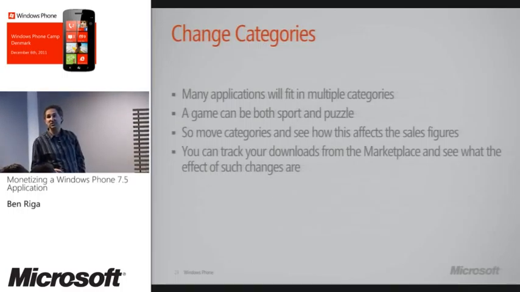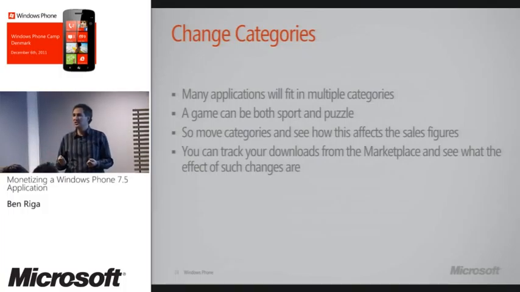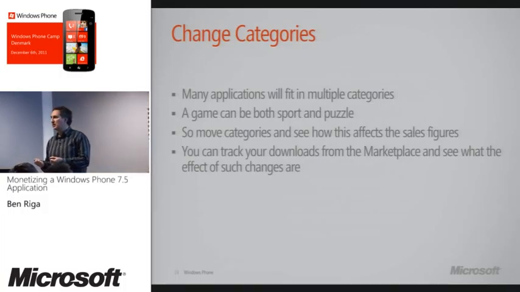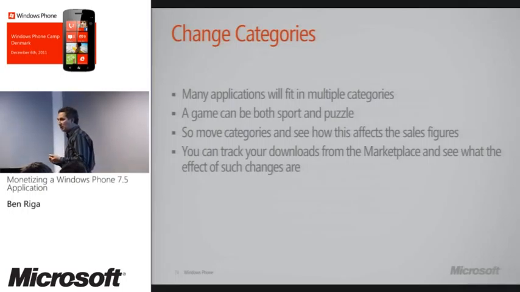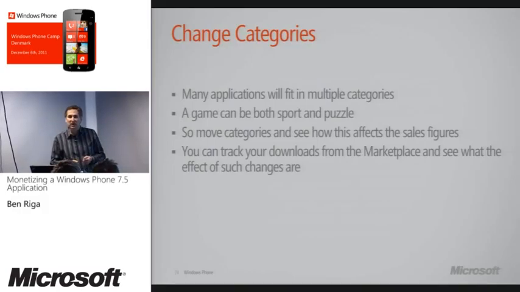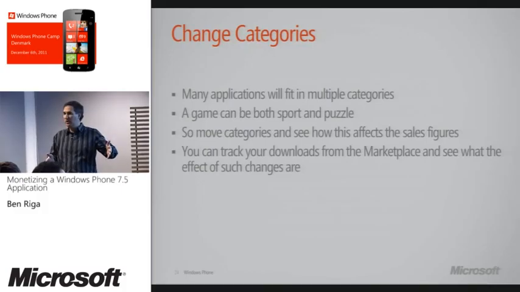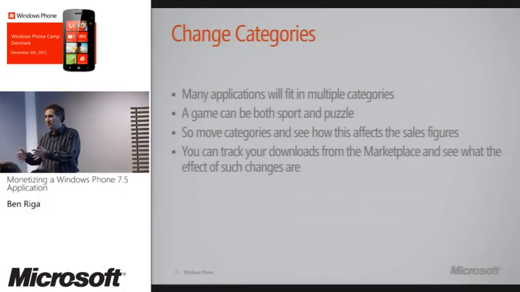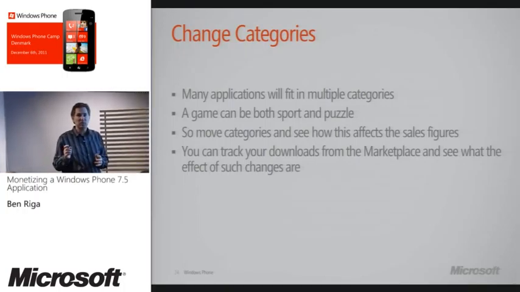Change categories. Sometimes you release an app and you can't figure out which category. There's no rule that says once you submit to a category, you have to stay in that category. It's very easy to go into Marketplace, change a category, and see what happens to sales. Monitor your sales for 2 weeks and say, oh, look, in this category I got 200 downloads. Let me change it to the family category and see how many downloads I have there. You can do the same thing with pricing also.